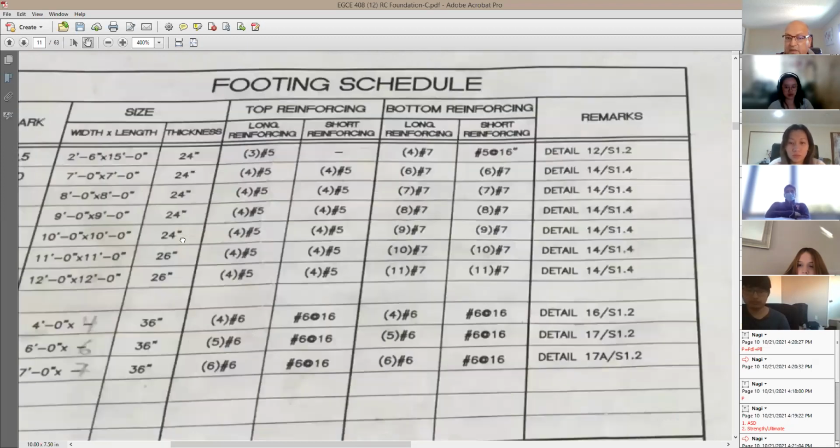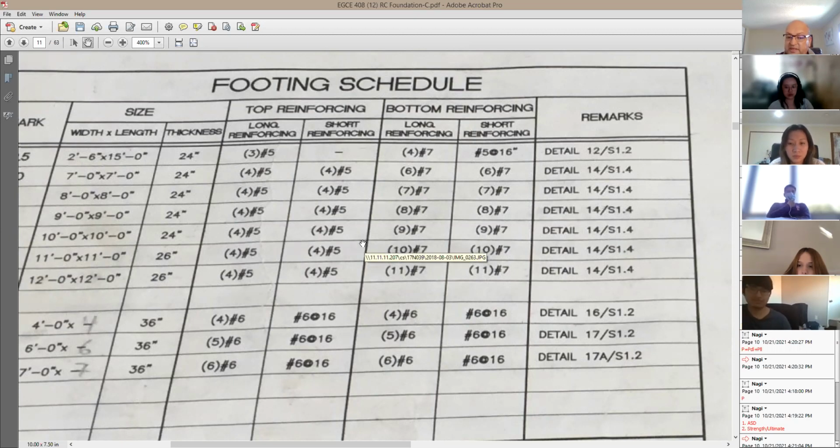So, okay. It has top reinforcing and bottom reinforcing. So what do we have in top reinforcing? 4 number 5, 4 number 5. How about the bottom reinforcing? I'm going to say 9 number 7 and 9 number 7. As you see, the bottom reinforcing is the main reinforcement. Top reinforcement is going to be like compression reinforcement.